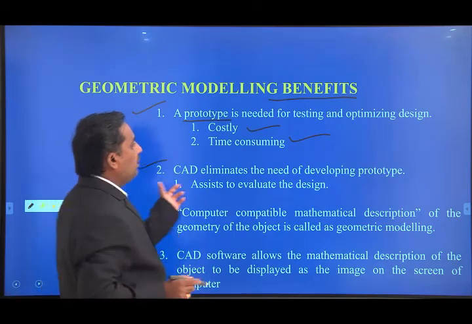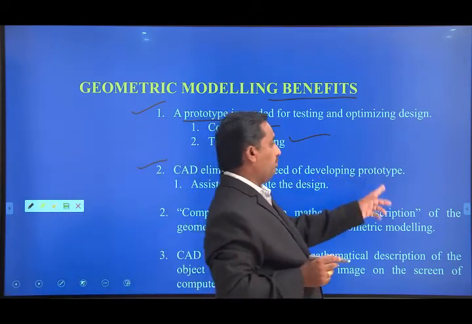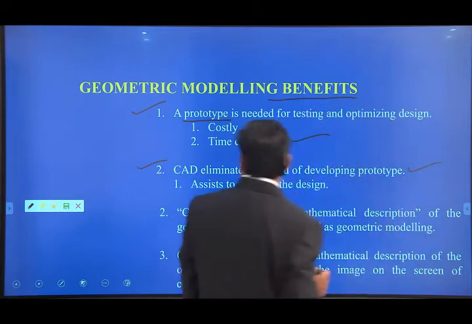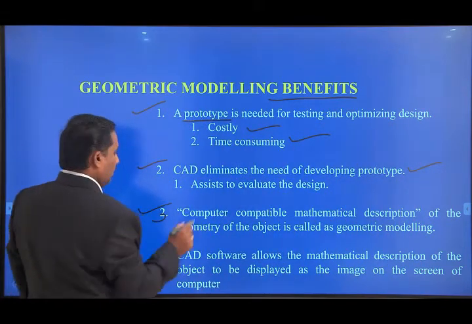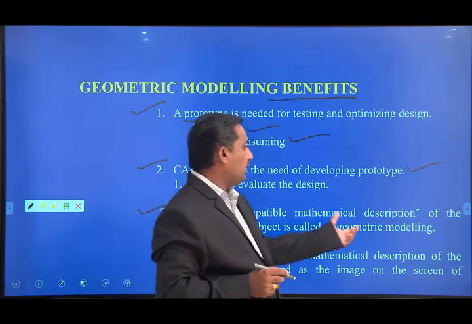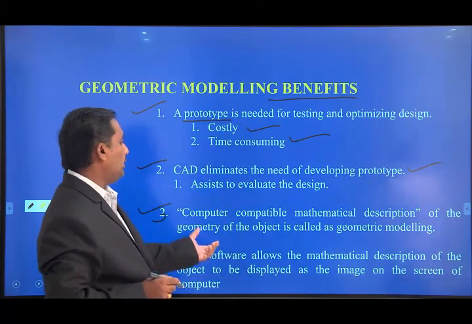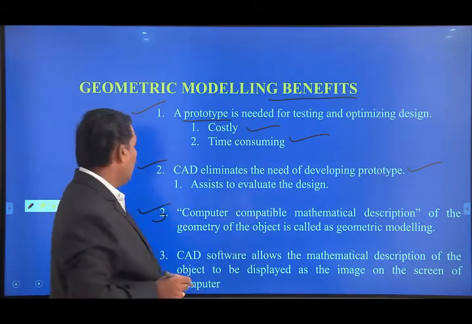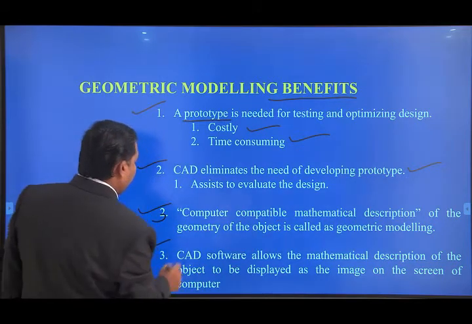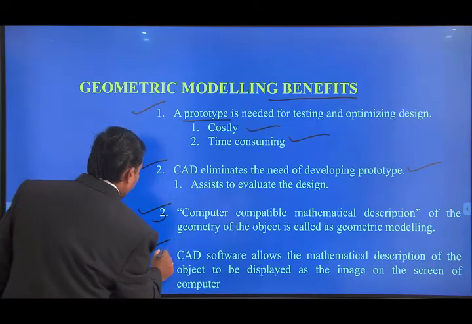Next one is CAD eliminates the need of developing a prototype. This is what I told you. Next one. A computer-compatible mathematical description of the geometry of the object is called geometric modeling. This is what we have told earlier. Next, the fourth benefit.